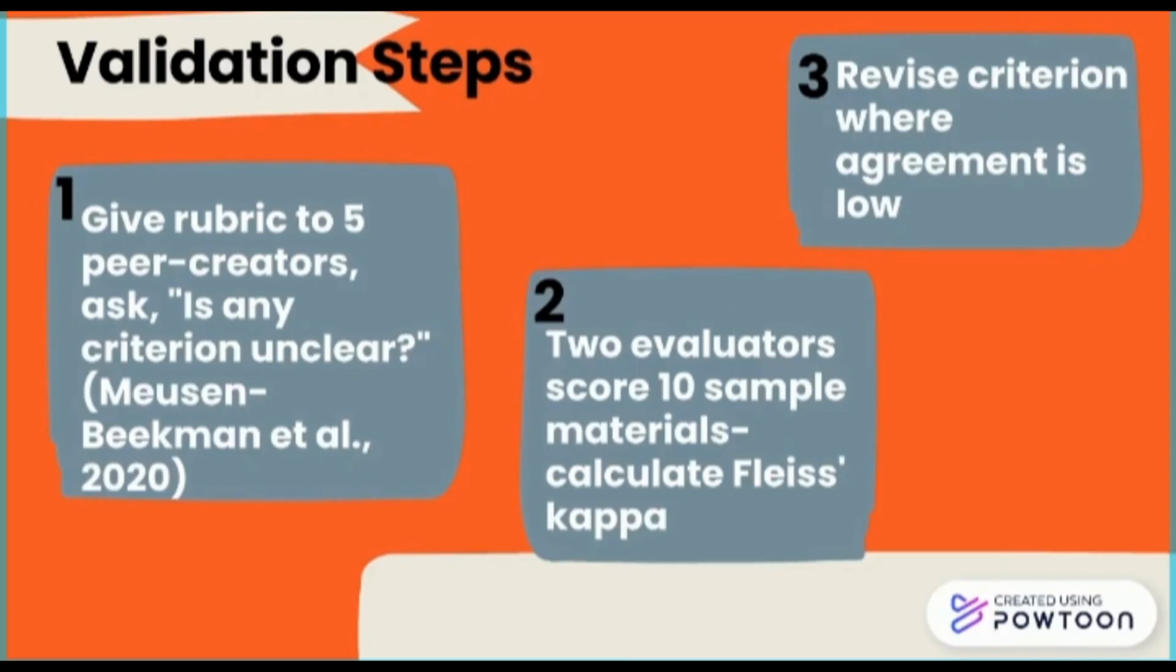Step 3. Revise the criteria that show low agreement. For example, if evaluators disagree on what counts as a clear logical flow, you might need to add concrete indicators like using headings or numbered steps. Step 4. Pilot the revised rubric with a new set of materials. Repeat until reliability is acceptable. This process might take an afternoon, but it will save you endless grading headaches later.